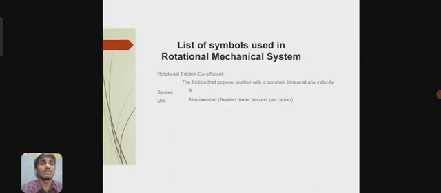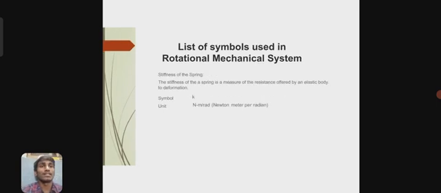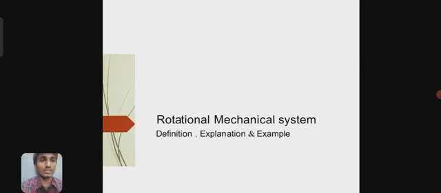So coming to the rotational friction coefficient, it is the friction that opposes the rotation with a constant torque at any velocity, the symbol is B and the unit is Newton second per radian. And the other is the stiffness of a spring, also a spring constant. The stiffness of a spring is a measure of resistance offered by an elastic body to deformation, denoted by K, with unit Newton meter per radian. So let's get into the definition, explanation and example of the overview of the rotational mechanical system.